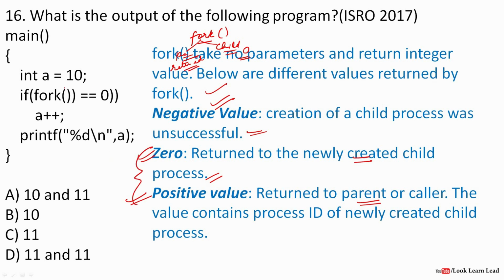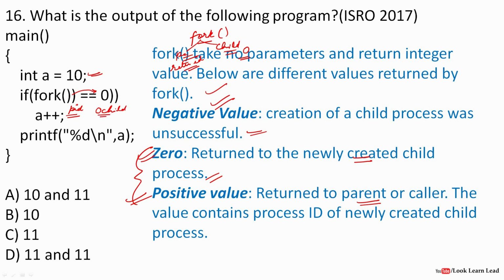Okay, so let's see the question. We have int a is equal to 10, so a is initialized to 10. If fork is equal to 0. See, when fork is called, two processes would be generated, one with the process ID which is not 0, another with the process ID which is 0. So this condition is satisfied by the child process.